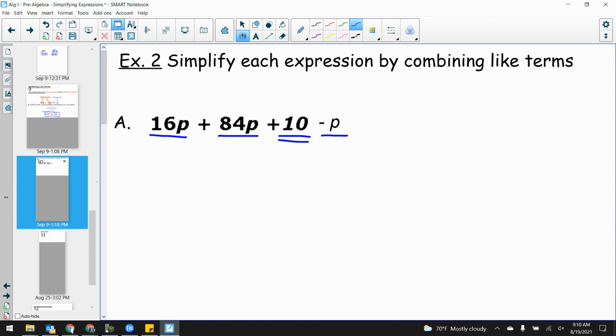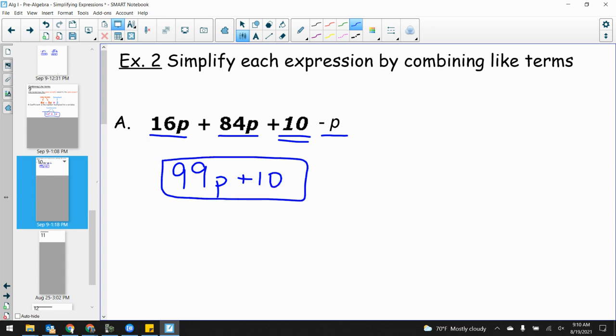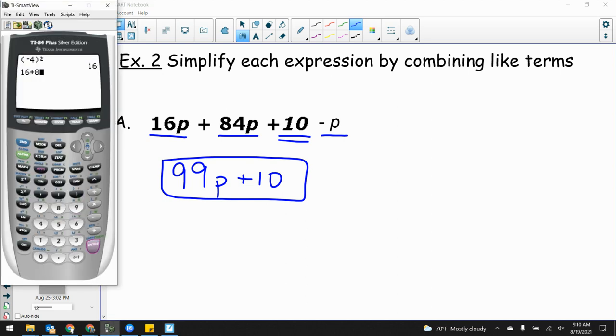So I have 16 plus 84 minus 1, right? I have 16p plus 84p minus 1p. What does that get me all in total? 99p. Good. And then I don't have any other constant terms, so that just gets brought down with it, and that's my answer. Okay? 99p plus 10. There's no other constant term to combine with the 10, so it just stays.